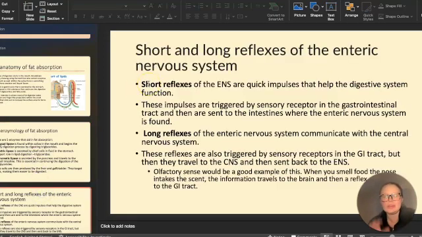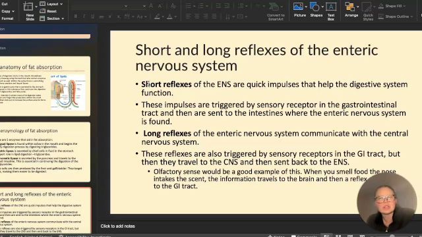Moving on to the short and long reflexes of the enteric nervous system. The short reflexes don't contact the central nervous system too much. They are quick impulses that help the digestive system function. These impulses are triggered by the sensory receptors in the gastrointestinal tract, and then they send those to the intestines where the enteric nervous system is found.